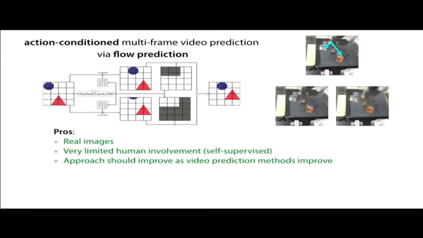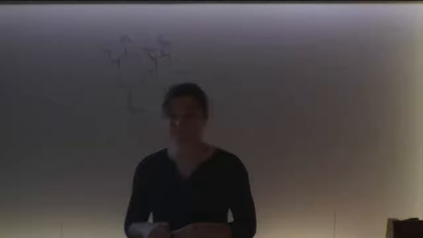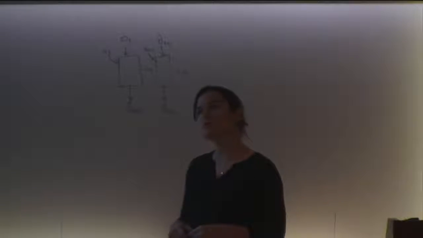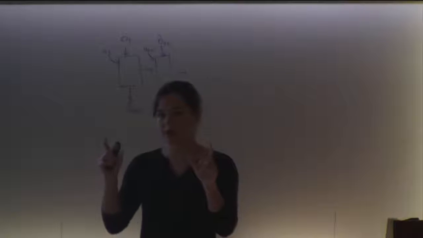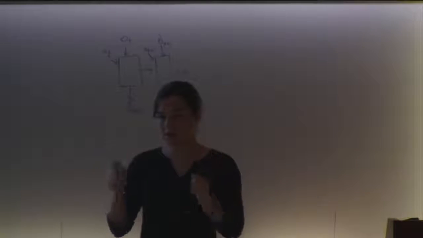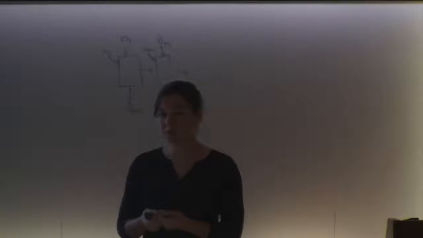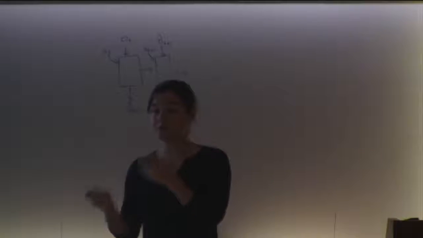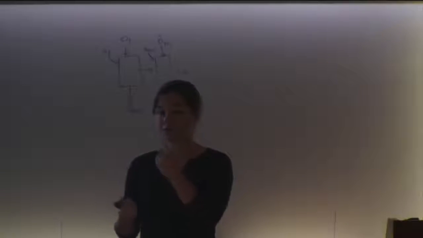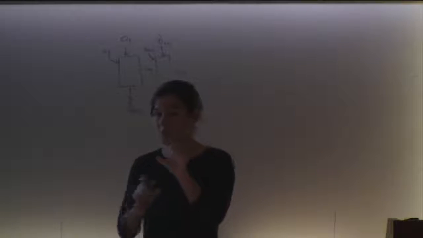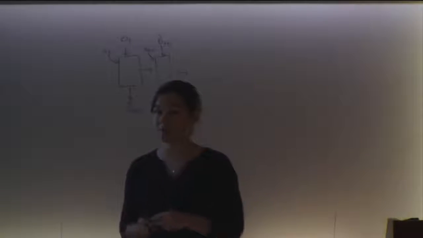And so as video prediction methods improve, we should be able to improve methods that plan with video prediction. Yeah? Do you view the model as kind of learning optical flow under the hood? Somewhat. Optical flow is, given the current image and the next image, what is the flow between those two images. What this is doing is actually predicting future optical flow. So given my current image and not the next image, what is the optical flow that should produce the next image. Does that make sense?